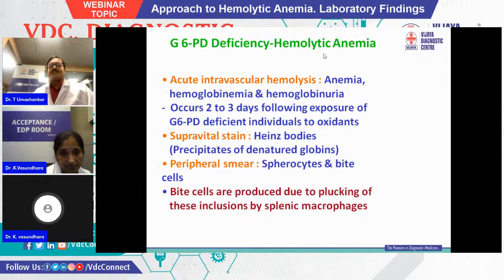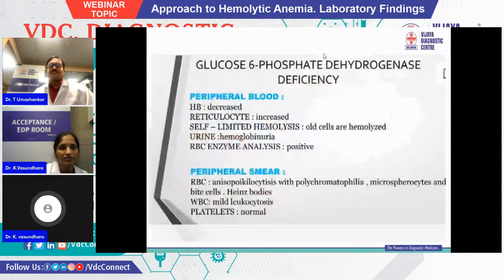G6PD deficient individuals, on exposure to oxidants, develop this hemolysis, and it presents after 2 to 3 days. A special stain called a supravital stain is used to demonstrate Heinz bodies, which are precipitates of denatured hemoglobin. On peripheral smear, you'll see spherocytes and bite cells. Bite cells are formed because the inclusions are plucked out by the splenic macrophages. So Heinz bodies and bite cells are the characteristic features of G6PD deficient individuals.